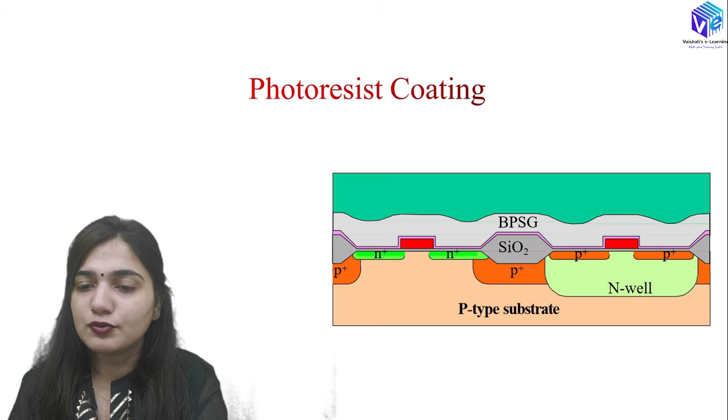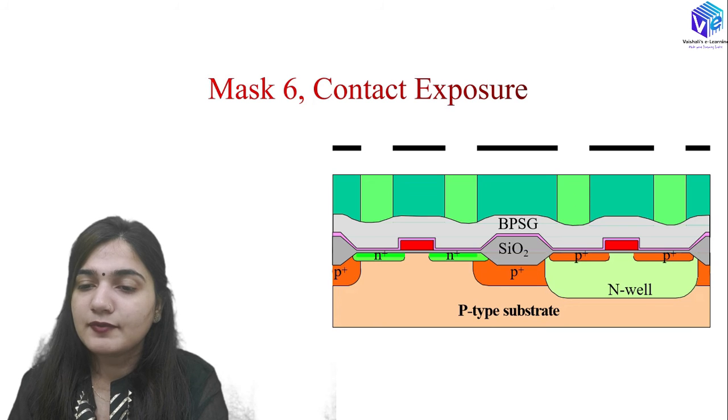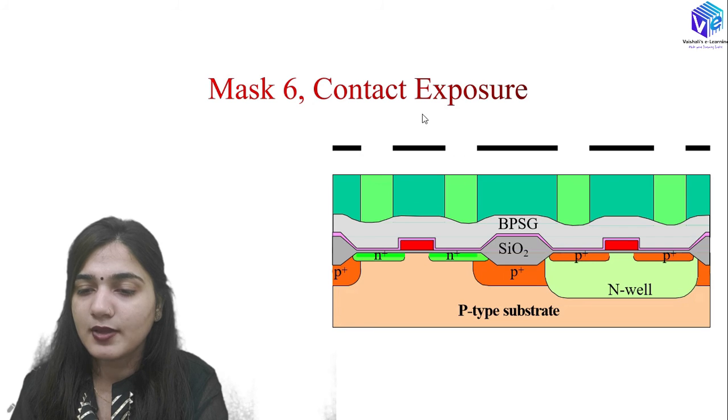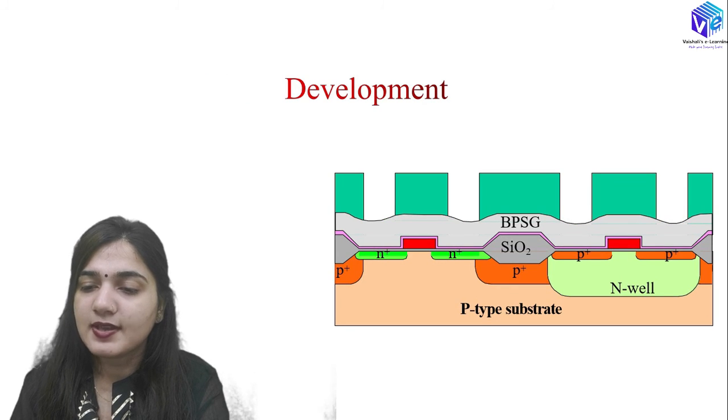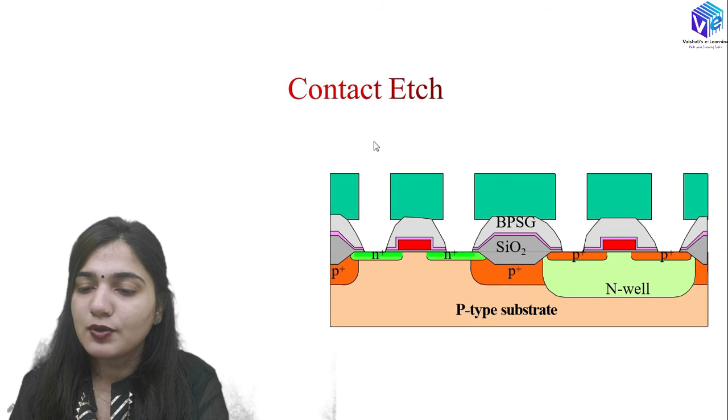After that again I am going to do the photoresist coating. You can see over here we have the photoresist coating, and after that we are going to use mask 6 alignment for the contact exposure, right? So here I will be using the UV light to again change the characteristics of the photoresist, and then I will be going to the development phase. Again in the development phase I will be removing the photoresist whose characteristics are changed, and then I am going to etch out the borophosphosilicate glass as well as the nitride layer to make the contact with the source and the drain.